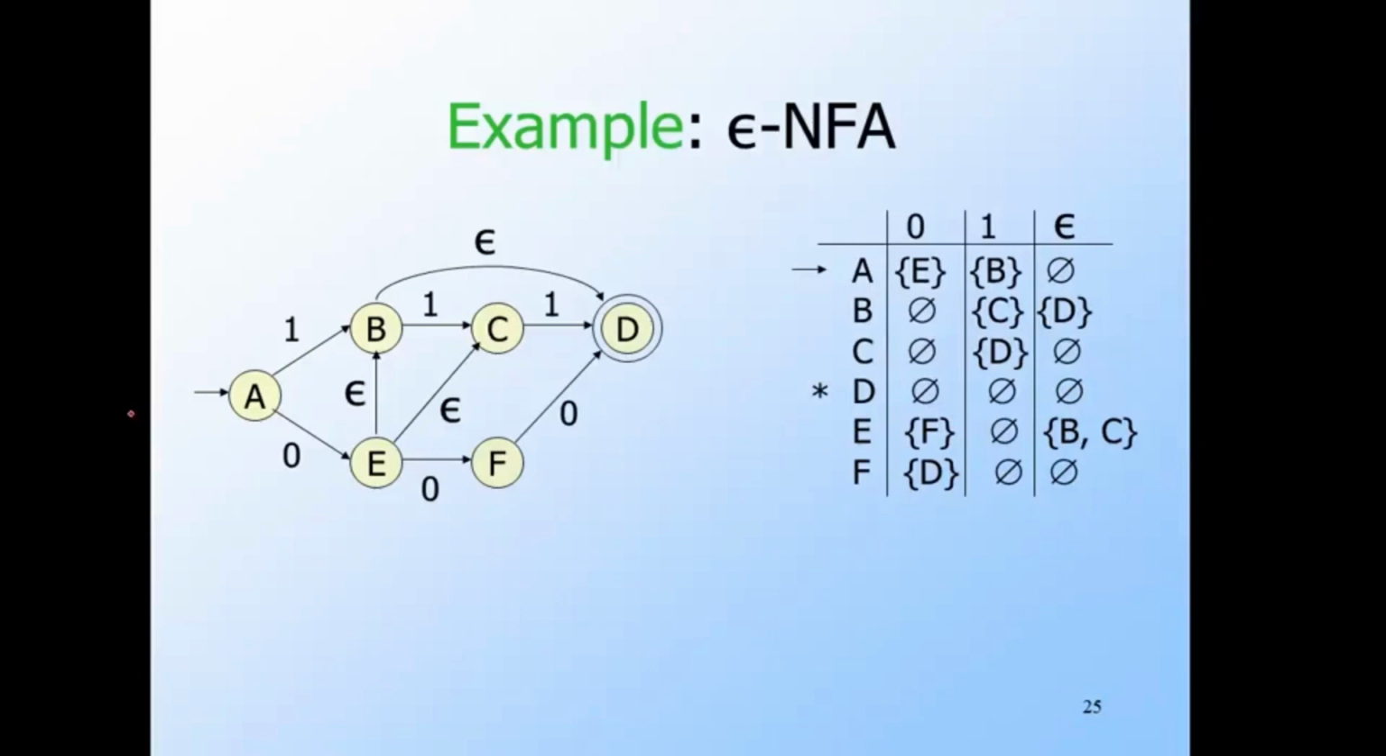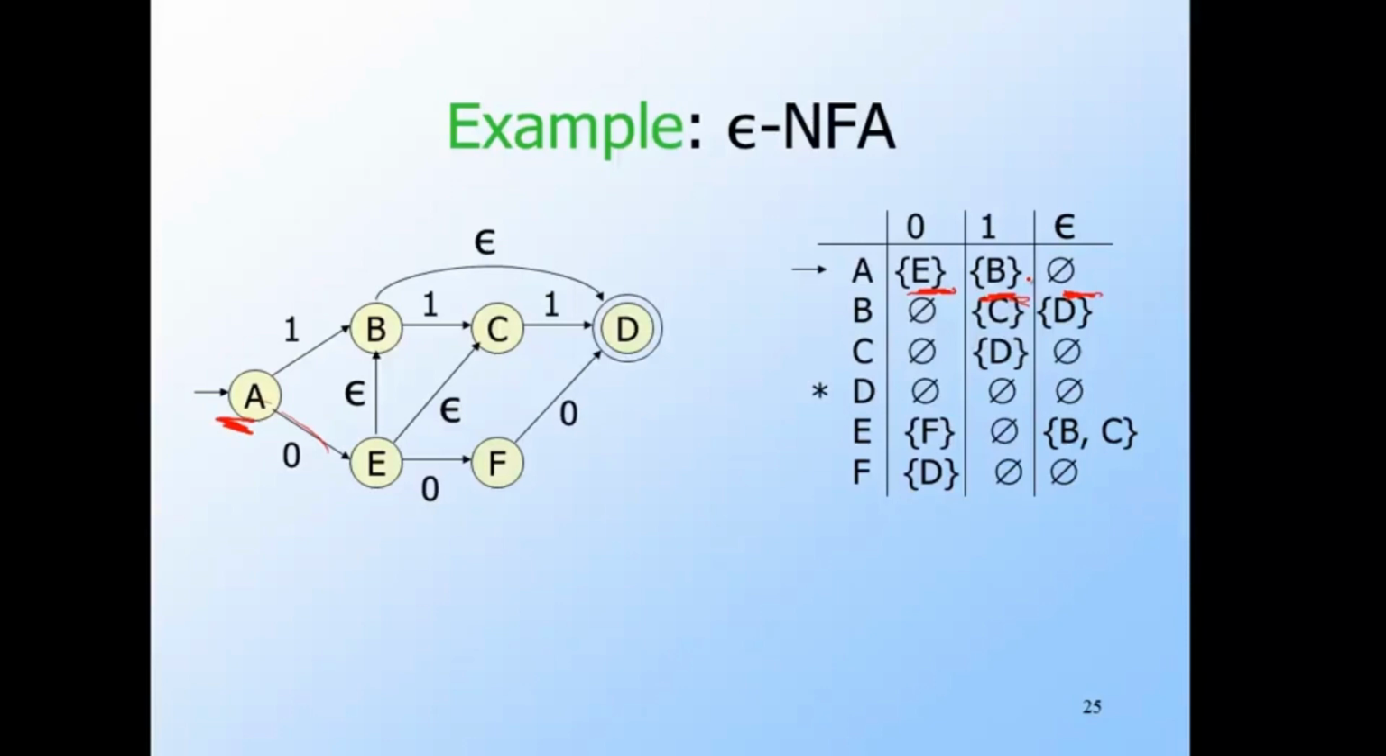For example, from the start state A, there is only one transition on 0, to E, and that's why you have the set containing E over here. There's only one transition, that's to B, on input 1, so that's why you have the set containing B there. And there are no transitions out on the empty string, so we have the empty set symbol to represent the transitions from A on epsilon. It's not an input. It represents spontaneous transitions.